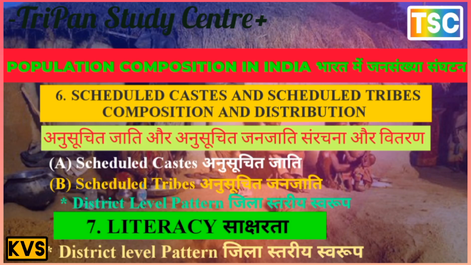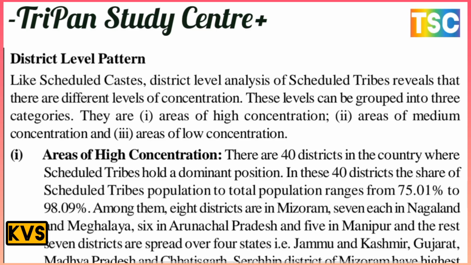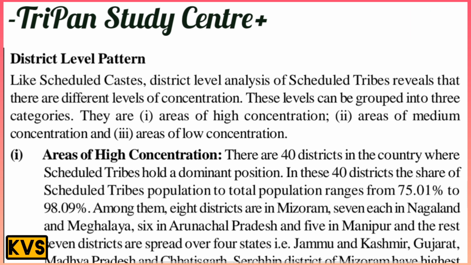The next here, district level pattern. District level pattern is also important here. Like the scheduled castes, district level analysis of scheduled tribes reveals that there are different levels of concentration, and these levels can be grouped into three categories: area of high concentration, second, area of medium concentration, and third, area of low concentration. This is a most important point here.